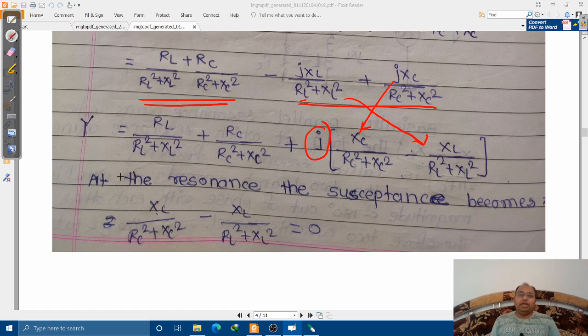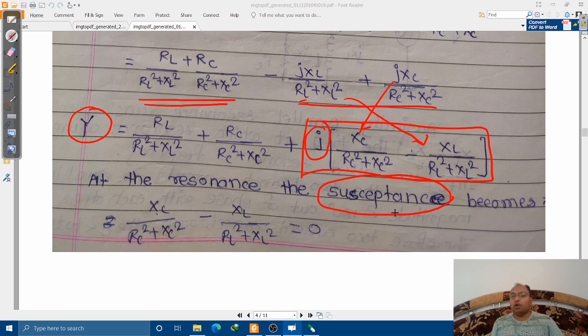Now at resonance, remember that XL and XC must be 0. So remember that at resonance, this imaginary term is sometimes also called the susceptance term. The imaginary part of admittance is also called susceptance. Remember this. So at resonance, the susceptance part becomes 0, so for that purpose we have to equate this with 0, and we did the same. We have equated this to 0.